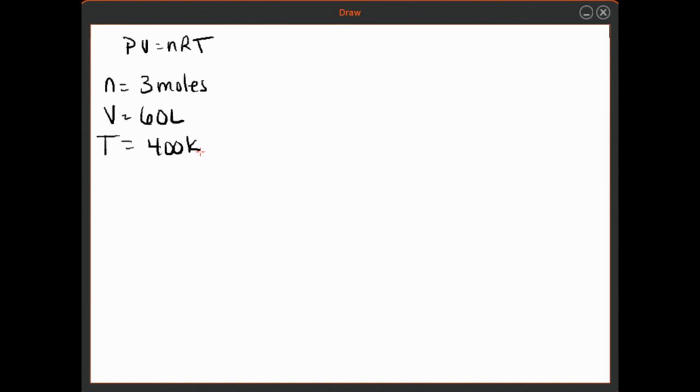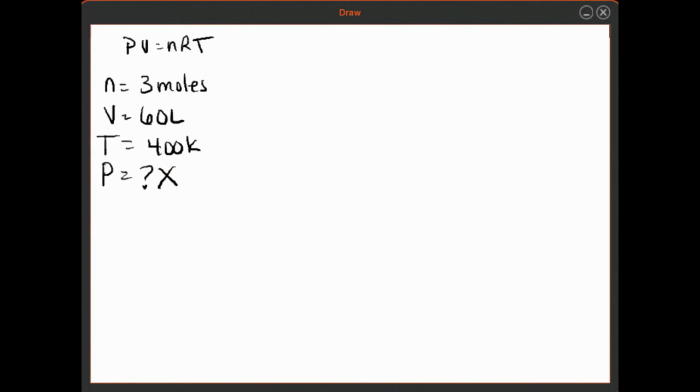Okay, so let's take a look at this next problem. This next problem says that we are going to have 3 moles of a gas. So again, I see that moles. If I see moles or grams, I know I'm going to be using PV equals nRT, good old PVnRT. I see here that moles is 3, and it says a volume of 60 liters, and it gives me a temperature of 400 Kelvin, and it wants to know what is the pressure. So that'll be our X.